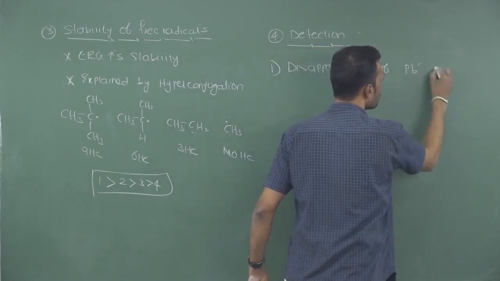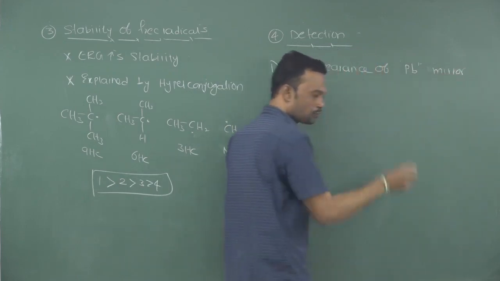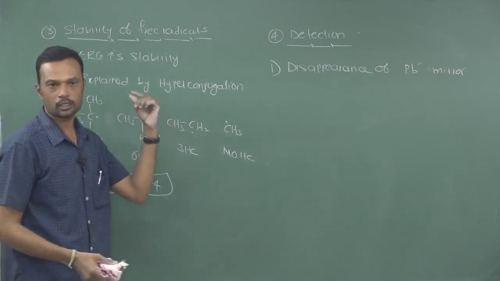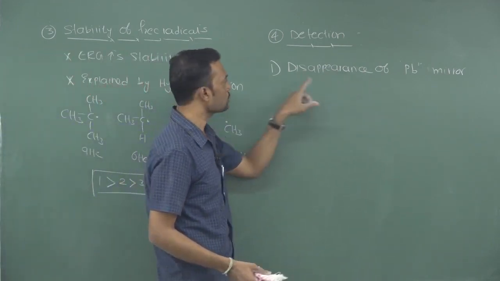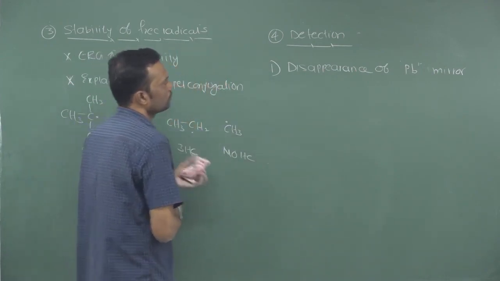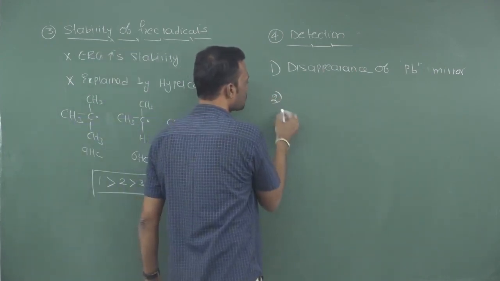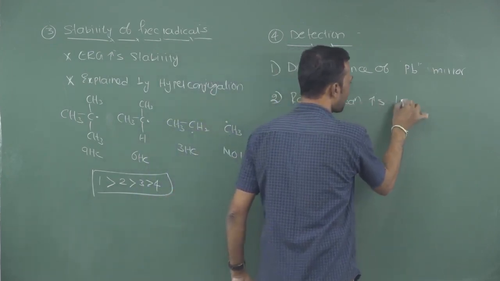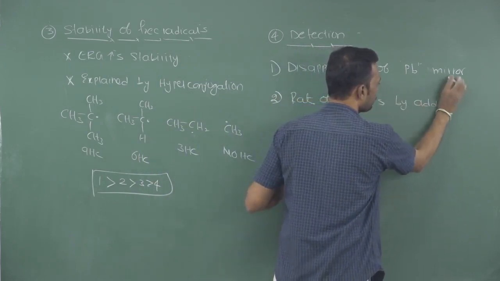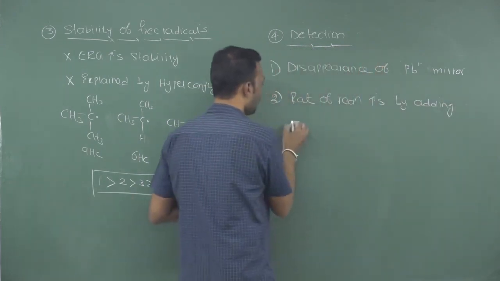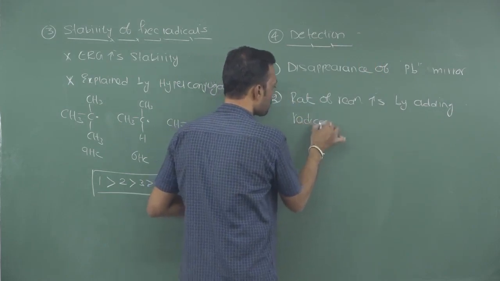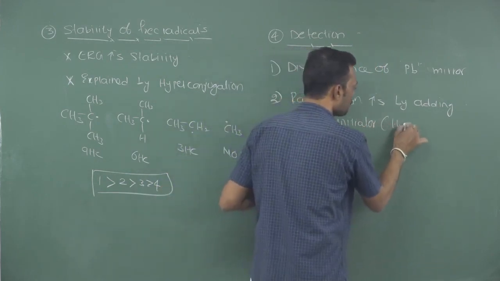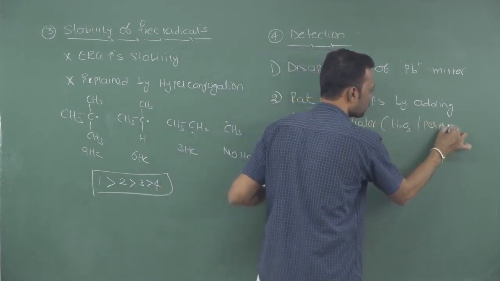Small lead mirrors are available in the laboratory. If you add that lead mirror to a chemical process, what happens? Free radicals collide with that mirror and the mirror disappears. So that is called disappearance of lead mirror, the first method. Next, the rate of reaction increases by adding radical initiators. What are the best radical initiators here? Hydrogen peroxide, otherwise you can write peracid.